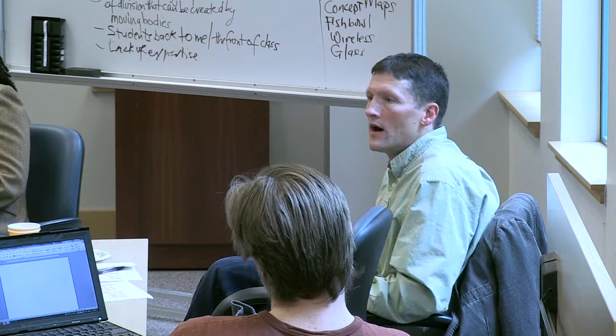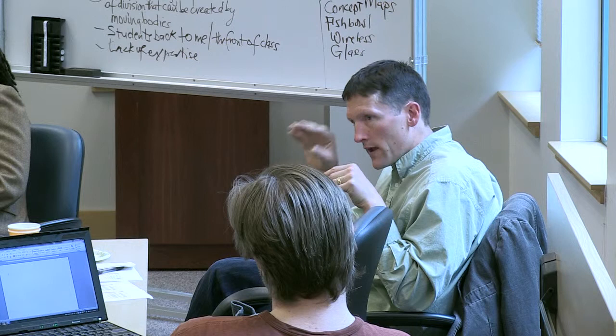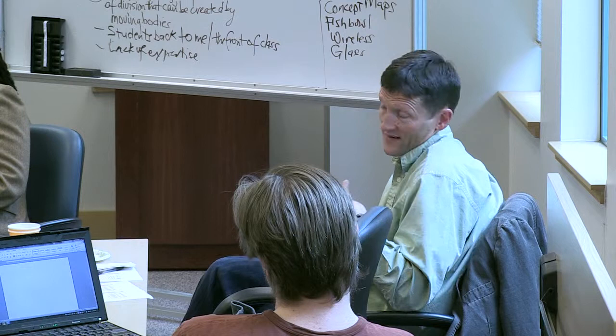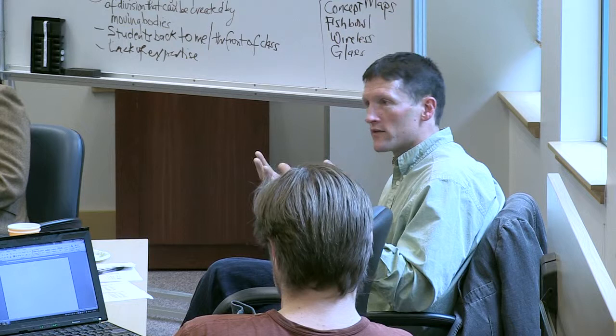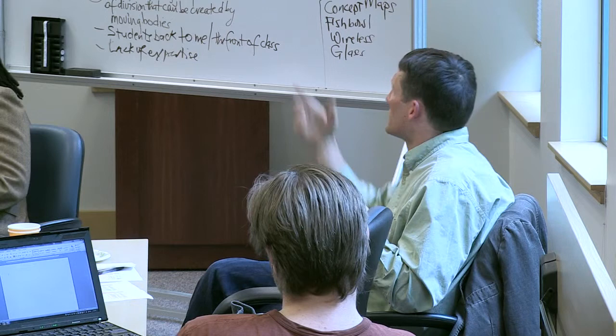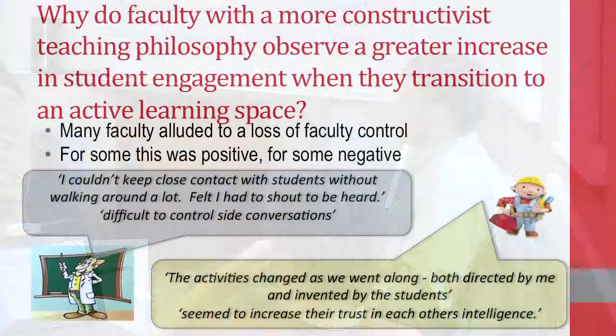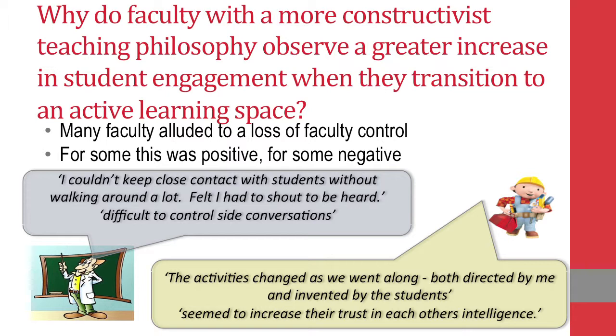But when we looked at the ways in which faculty identified that loss of faculty control and a corresponding increase of student control, sometimes it was described in a very positive light and sometimes in a very negative light. Negative examples included people talking about not being able to keep contact with the students without walking around, or feeling like they had a shot to be heard, or difficulty controlling side conversations. But very similar behavior among the students was also sometimes characterized in a positive light: the activities changed as we went along, both directed by me and invented by the students. So the students are coming in and changing what's happening in the classroom.